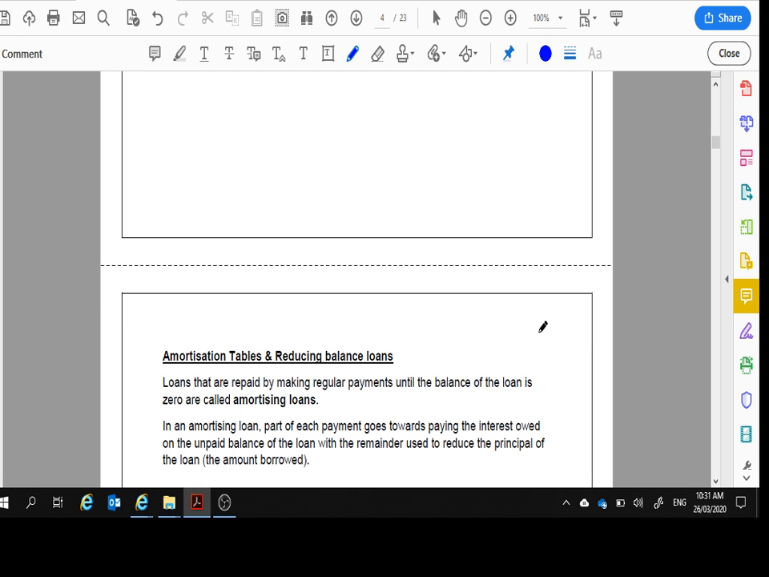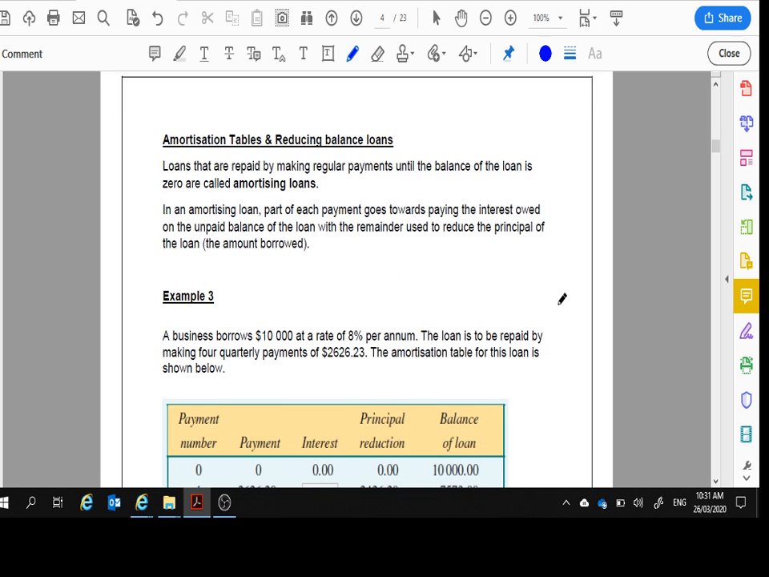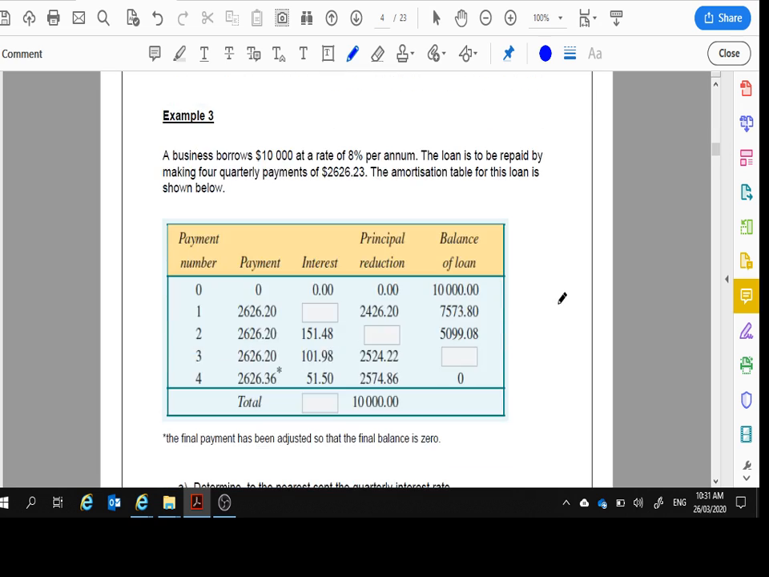Okay, amortization tables and reducing balance loans. So what is this? It's like a bank book. That's what I like to say. I mean, that's an amortization table. It's like an Excel spreadsheet where you've got your number of payment, that's the column, how many, the payment that you're making, the interest the bank is charging you, the principal reduction is what's coming off the loan, okay? And the balance of the loan is what's left to pay.